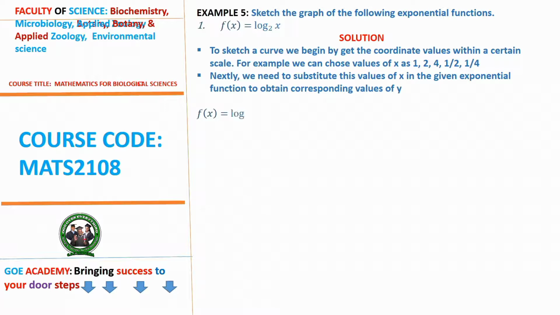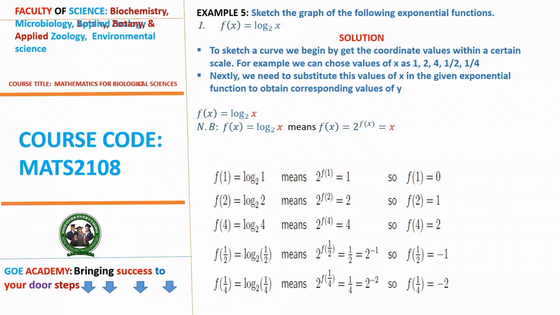So let's look at this. This is our function. You need to take note that if f(x) is equal to log x base 2, what does it mean? It means that x will be equal to 2 raised to the power f(x), or 2 raised to the power f(x) will be equal to x. We saw how to change from logs to index form in our previous video, so you can check it out if you didn't watch it. This is a concept we'll be using here to get the values.